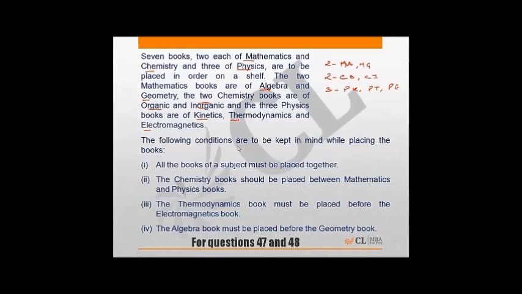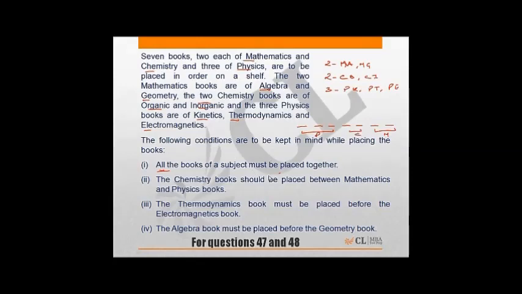The following conditions are to be kept in mind while placing the books. All books of a subject must be placed together. So 7 books have to be placed, 1, 2, 3, 4, 5, 6, 7, but all books of a subject have to be placed together. Chemistry books should be placed between mathematics and physics books, which means chemistry will be in the middle, which means that the first 3 can be physics, the last 2 can be mathematics, and the middle 2 will then be chemistry.